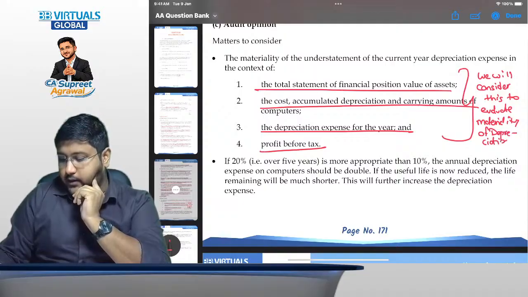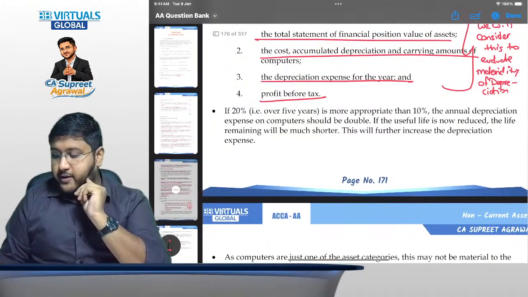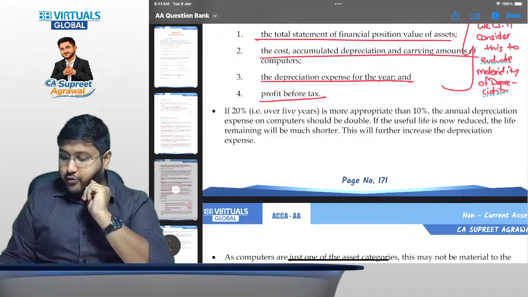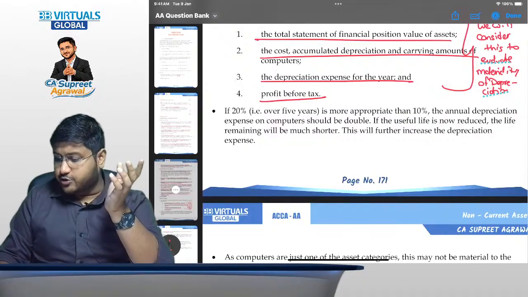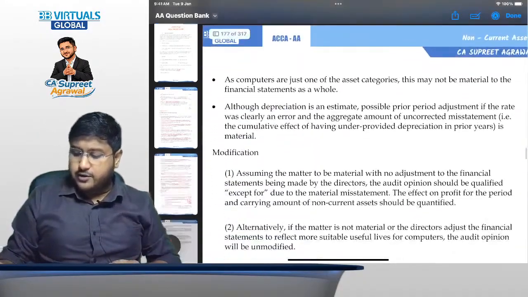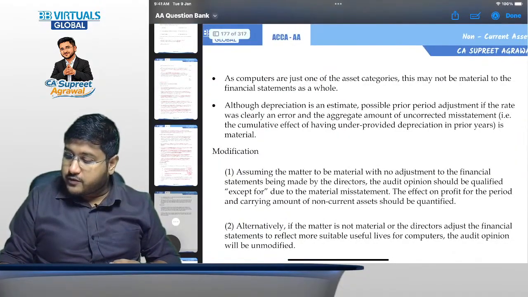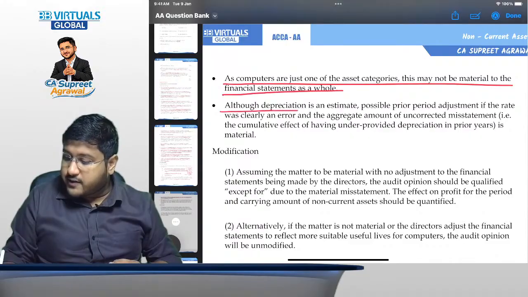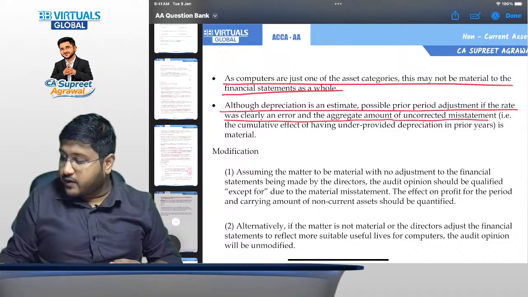Now if 20% is more appropriate than 10%, then the annual depreciation expense on computers should be double. If the useful life is now reduced, the life remaining will be much shorter, and this will further increase the depreciation expense. That is all that you should consider. As computers are just one of the asset categories, this might be immaterial also. Although depreciation is an estimate, there is a possible prior period adjustment if the rate was clearly an error and the aggregate amount of uncorrected misstatements is material.